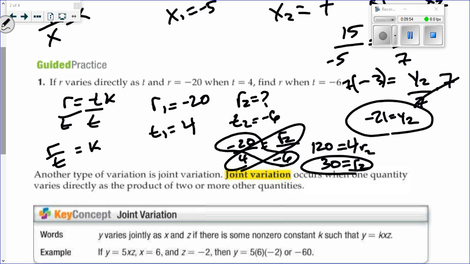All right. So these are two examples of direct variation. We'll have a couple of these here on our homework, so you can refer back to these two examples.